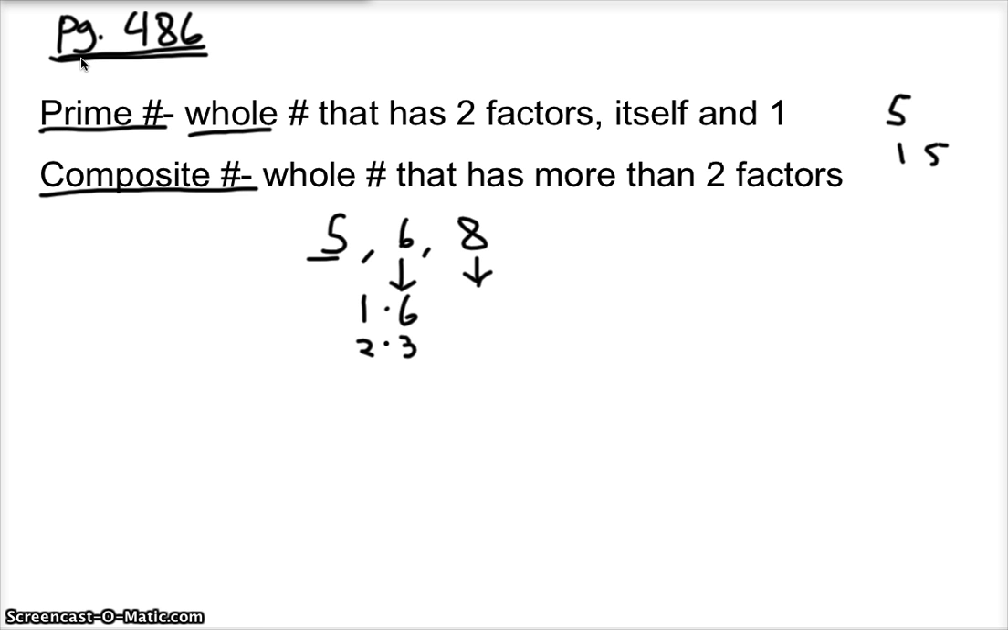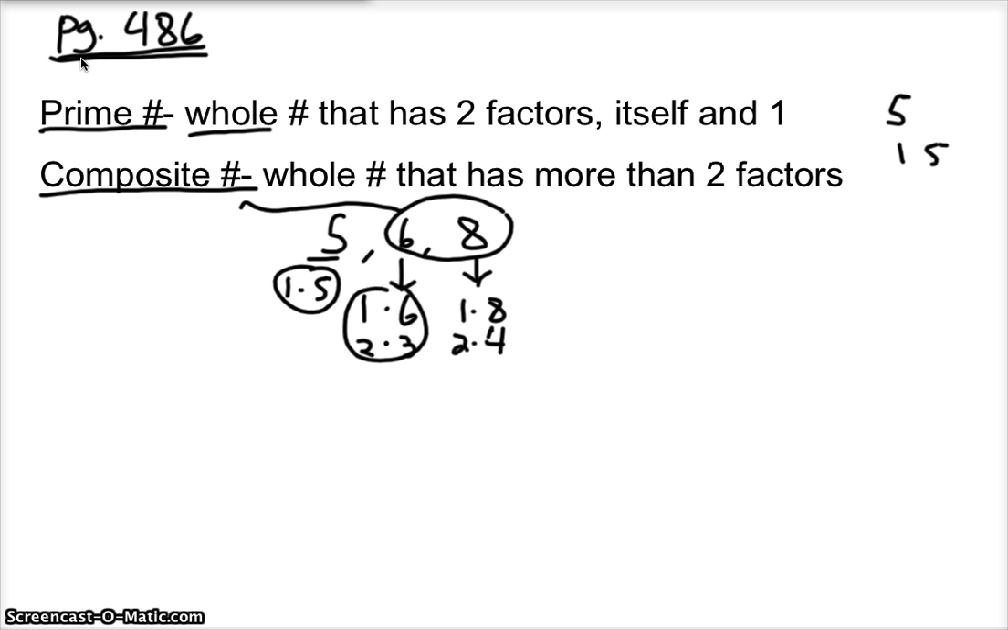Now let's look at 8. What are some different numbers that we can multiply to get 8? Obviously 1 times 8, but we also have 2 times 4. So both 6 and 8 would be composite numbers. First step, looking at the bottom of your page, you're identifying if a number is simply prime or composite. That's all you're doing. The first couple problems will be just like that. Identify if it has just 2 factors, itself and 1, then that makes it prime. If it has more than 2 factors, that makes it composite.